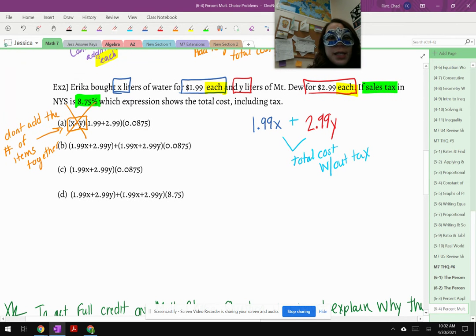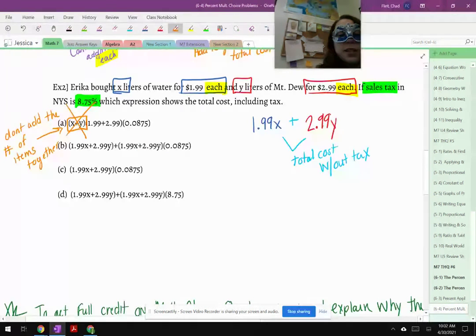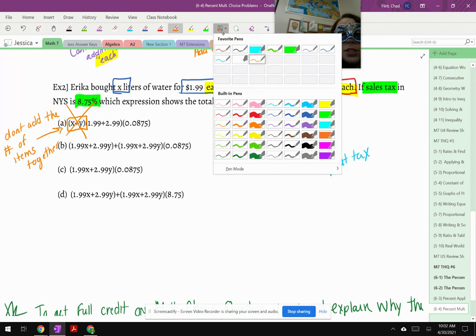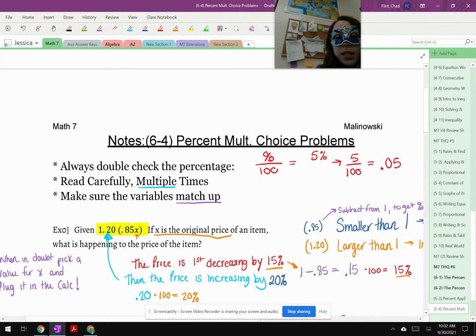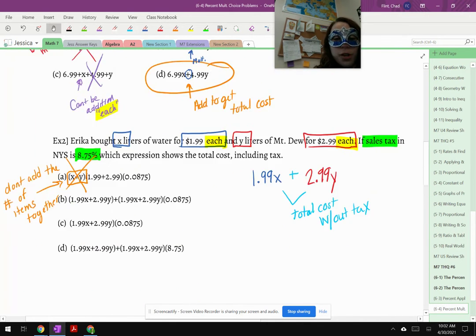Choice B is looking pretty nice because it does have this $1.99X and this $2.99Y, but then it also has it again with that decimal point. So let's take a look at that decimal point for a second here. If I go back to the percentage that they gave me, remember we talked about when you're dealing with the percentage, always double check it and make sure you're dividing it by 100.